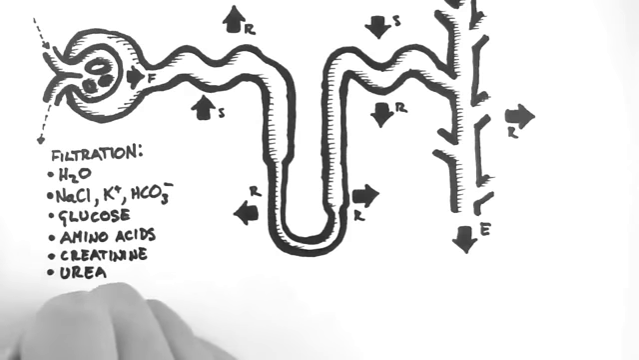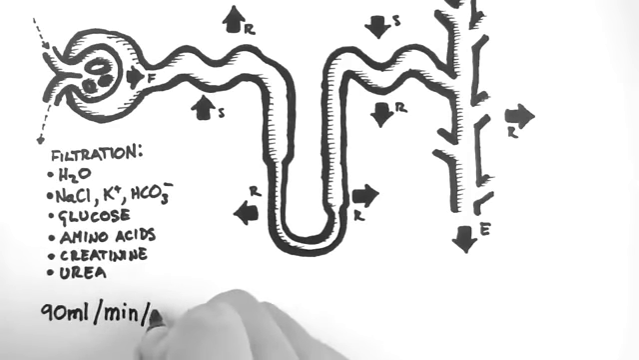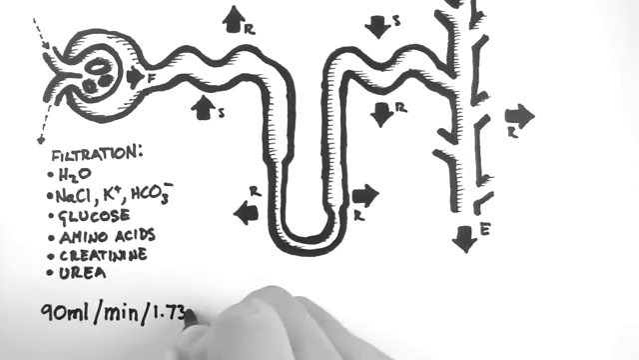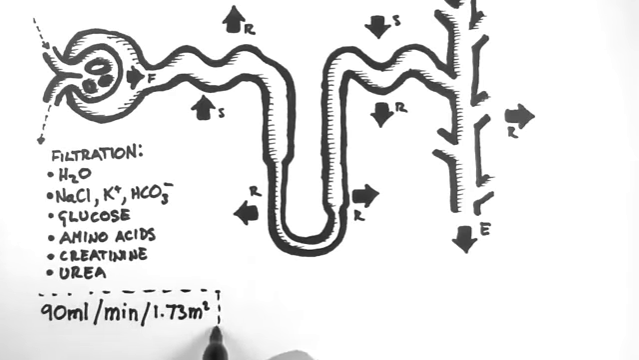If everything is working okay with your kidneys, then you produce filtrate at about 90 mL per minute per 1.73 meters squared of body surface area. Note that this is not the same as producing urine, because most of the water will get reabsorbed so you don't dehydrate.